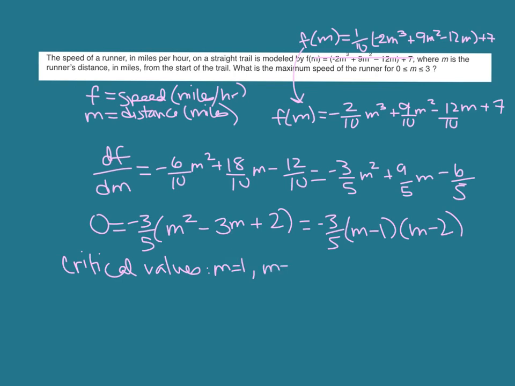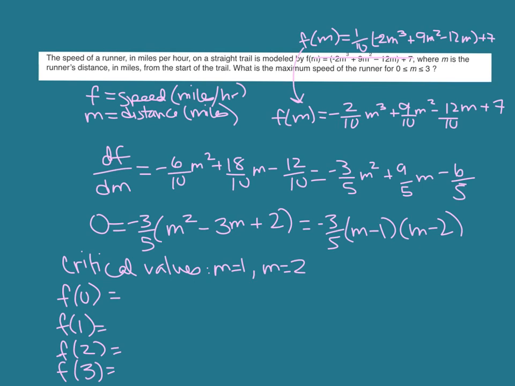So now I need to find my maximum value for my f, my maximum speed. What I'm going to do is figure out the speed at m equals 1, figure out the speed at m equals 2, but I'm also going to do it at m equals 0 and m equals 3. I have to use my endpoints. So now we're going to find all of these. We're going to find f of 0. That's the first endpoint. I'm going to find my f value at 1, at 2, and at 3. And I need to see which of those is going to give me a maximum value.